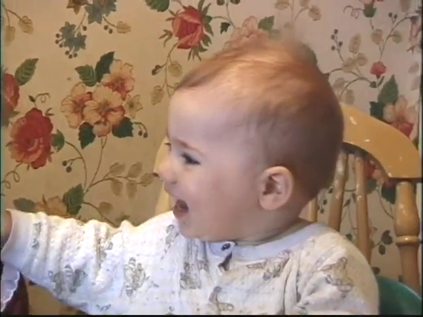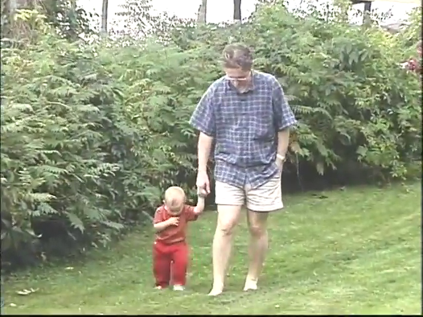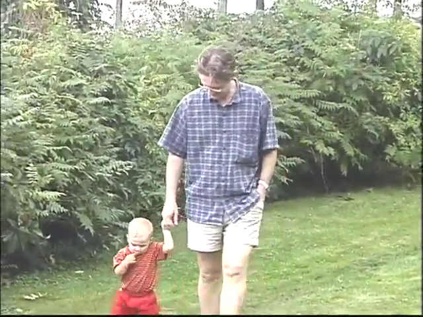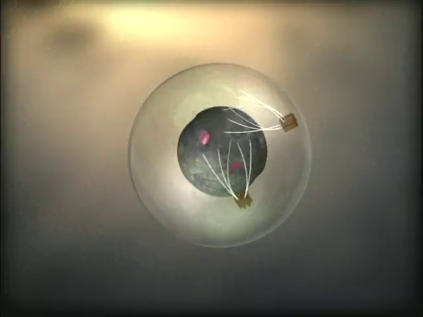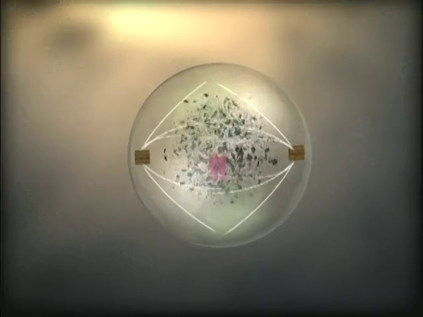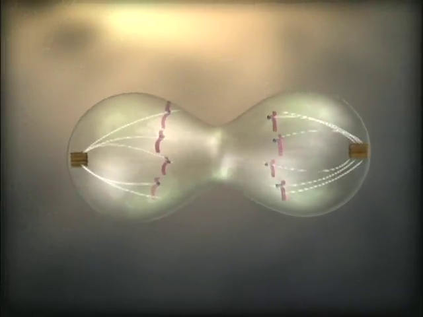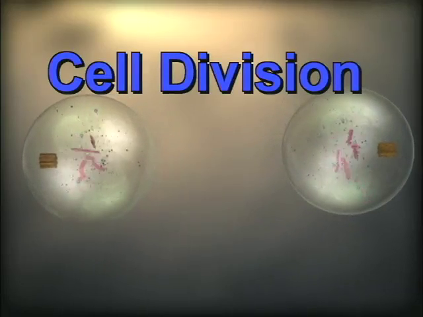The answer is cell growth. Our bodies must produce more cells for our bodies to grow larger. Cells themselves can grow only to a certain size. Then they must divide. The splitting of a parent cell to make two new cells is called cell division.